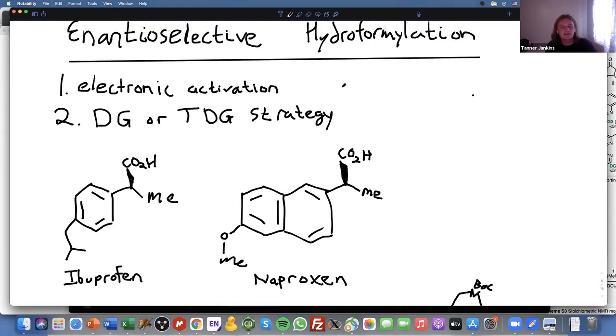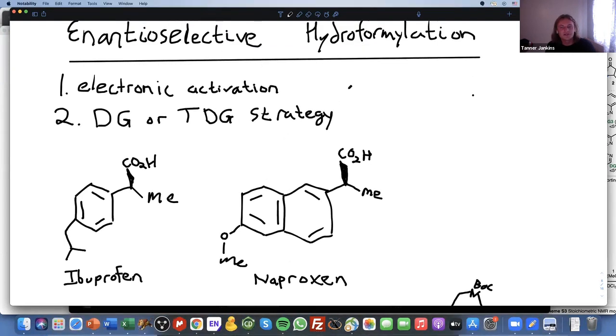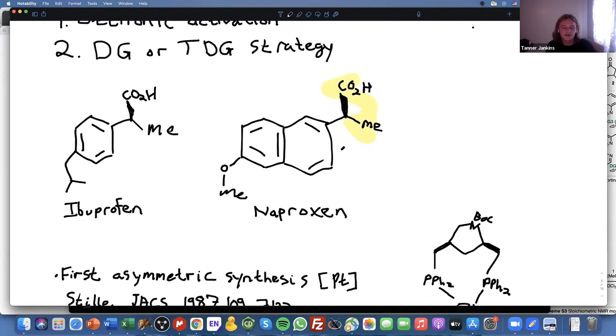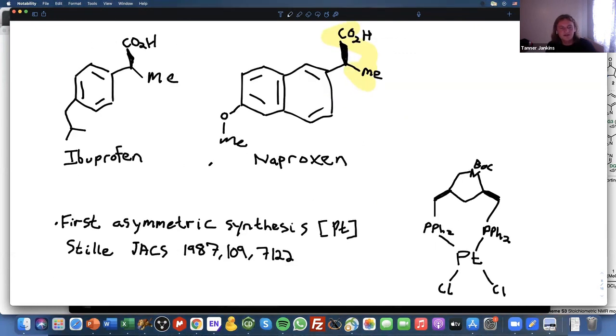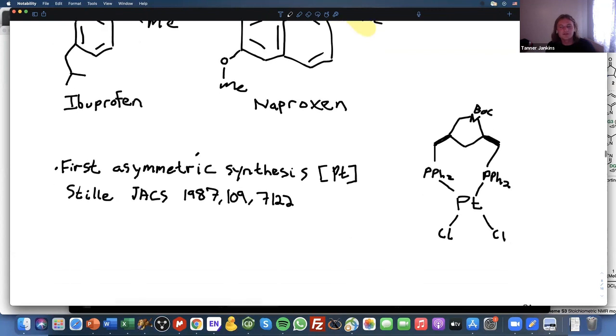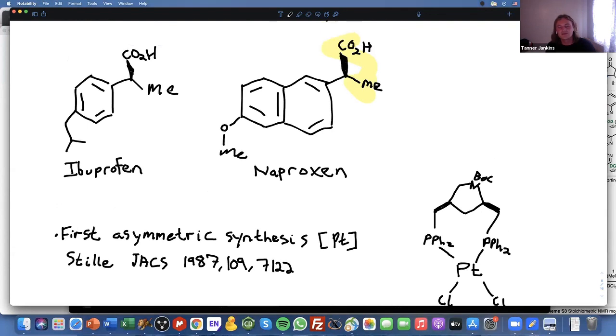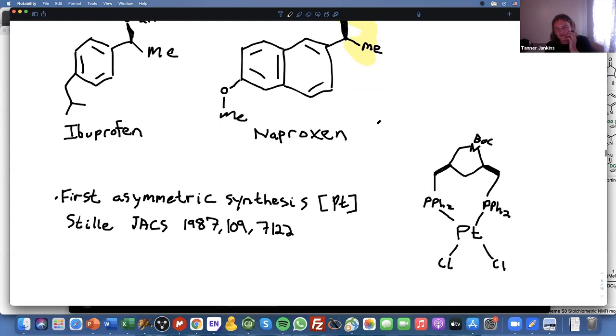Two key factors that have allowed the development of enantioselective hydroformylation catalysts are substrates with electronic activation that can preferentially give branched products, such as these styrenes here, as well as ones that can be directed to internal positions, either through a directing group strategy or a transient directing group strategy. Naproxen and ibuprofen were first synthesized asymmetrically using hydroformylation by Stille with this platinum catalyst. However, as I mentioned, the commercial viability was impractical due to the high cost of the styrene precursor, and also due to the difficulty in recovering the platinum.